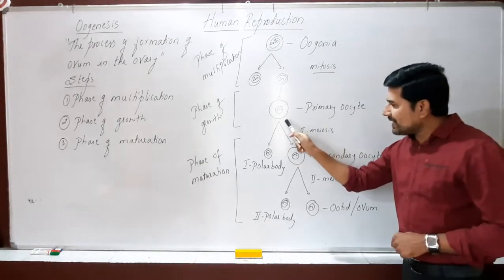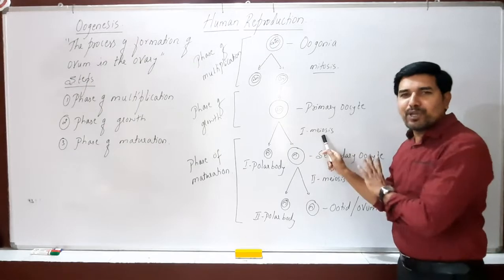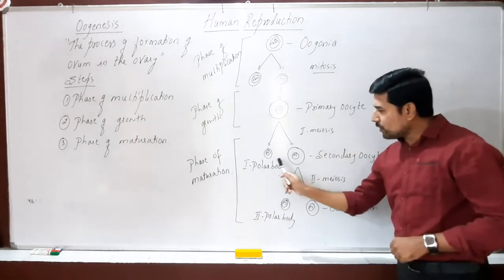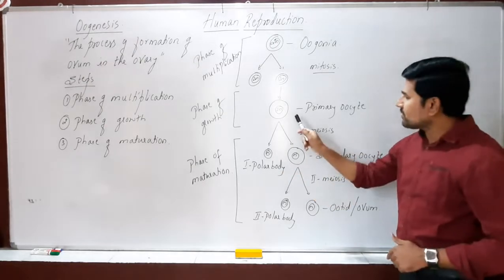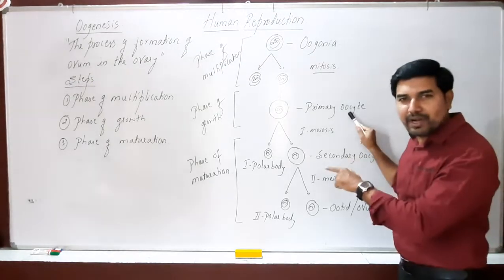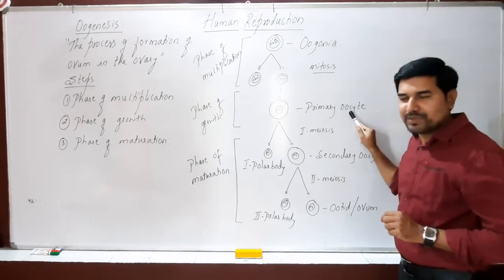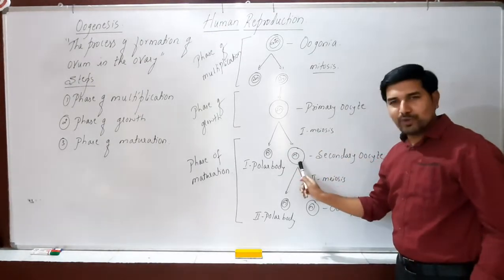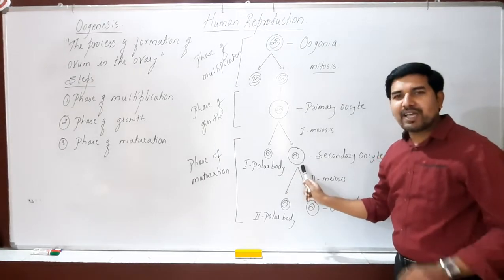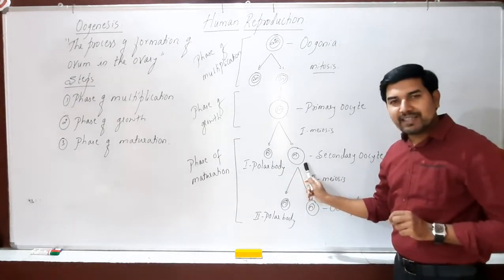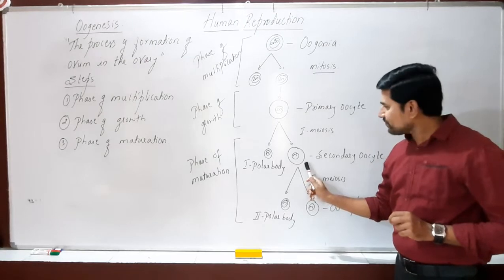The primary oocyte undergoes the first meiotic division to produce two haploid cells. Look at this. Primary oocyte is diploid having 46 chromosomes. It gets reduced to two cells. Both the cells have the haploid number of chromosomes, that is 23 each.